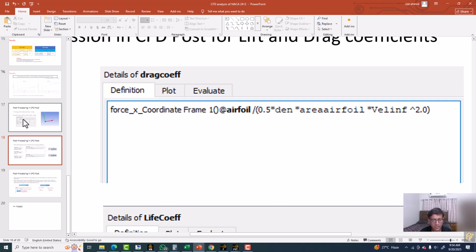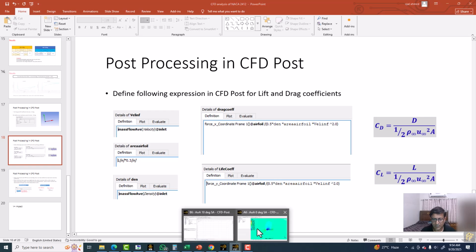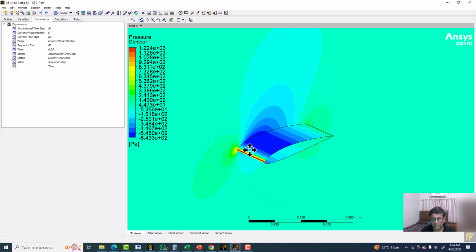Okay, so here these are the expressions for the lift coefficient, and the formula is that the lift coefficient is the lift force divided by 1/2 density at infinity, meaning at the inlet, times velocity squared at the inlet, times the area of your 3D wing. The 3D wing, like I told you, has a spanwise length of 0.3, and its chord length is 1.